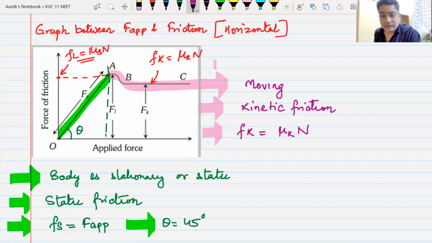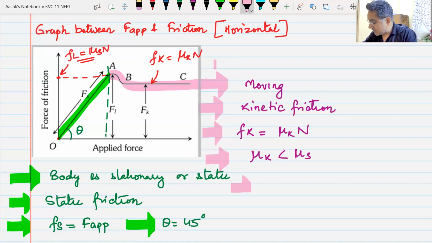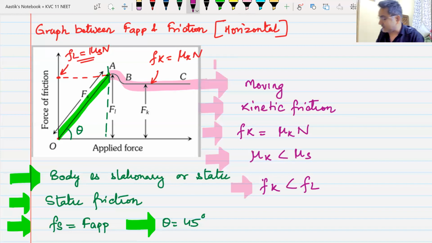And remember, this kinetic friction is less than the limiting friction. Remember, important point, the value of this mu k is less than mu s. You must remember that kinetic friction is less than static or limiting friction. Do we understand this, everyone? This is the diagram that you must remember. Two different zones. One is the static zone, static friction coming in there. One is the kinetic zone, kinetic friction coming in there.